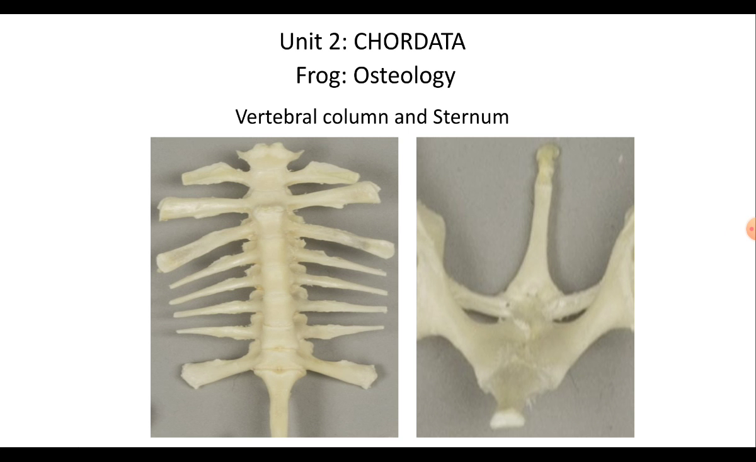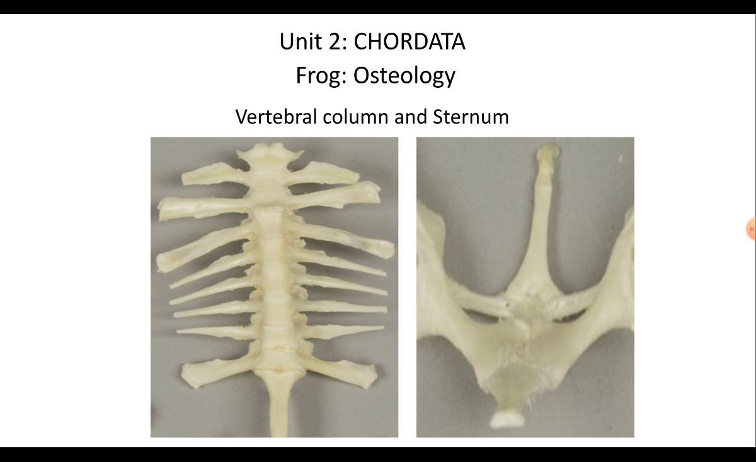Students, as we all know that endoskeleton of frog is conveniently divided into two main headings, the axial skeleton and the appendicular skeleton. The axial skeleton is the one which lies along the longitudinal axis of the body, and it includes skull, mandible, vertebral column and sternum.